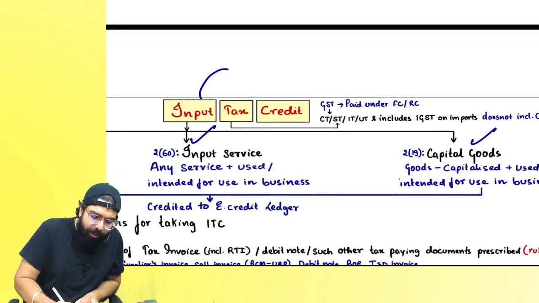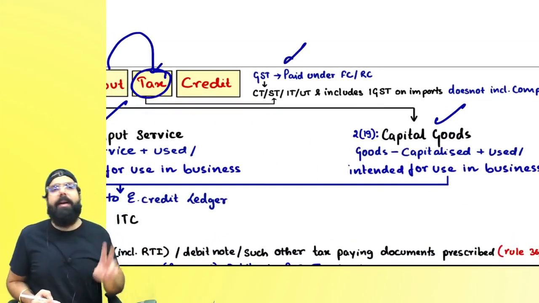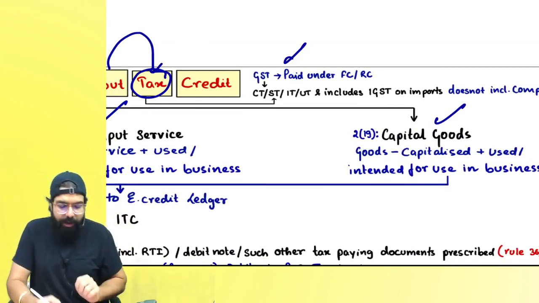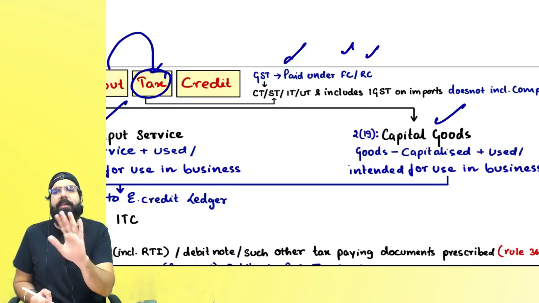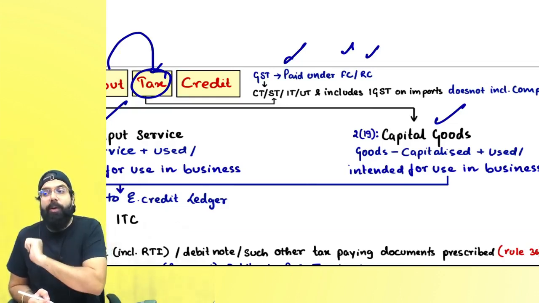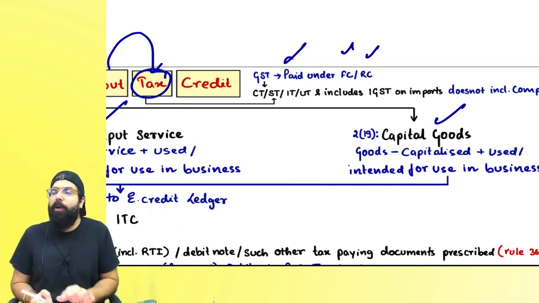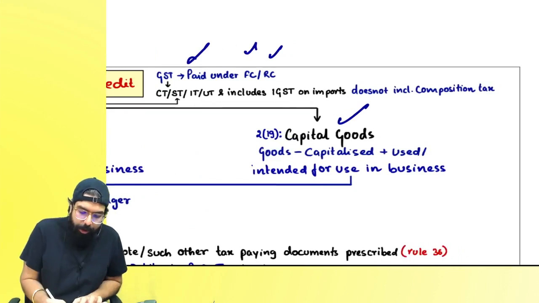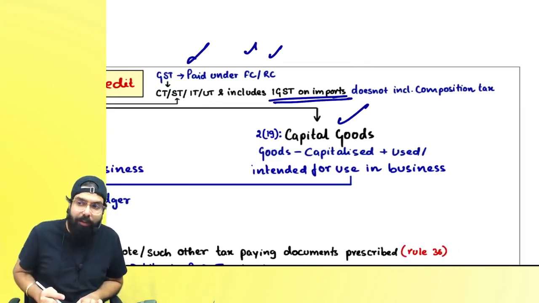You will get the credit of the tax on all the inputs. Tax means what everyone? GST paid under forward charge or reverse charge, and whatever GST you have paid under forward charge or reverse charge, you will get the credit, whether it is CGST, SGST, IGST or UTGST, or it might be compensation cess also. Remember always, whenever you import, on importation you pay IGST and that credit also you will get on the basis of bill of entry.